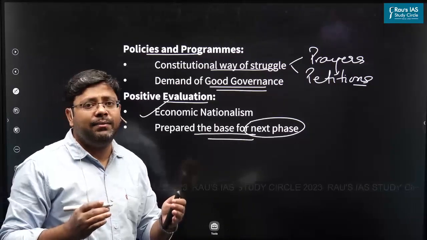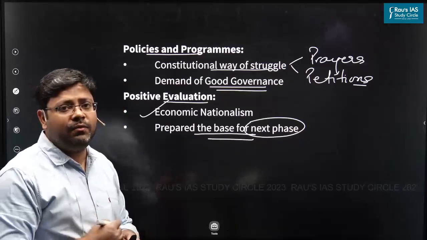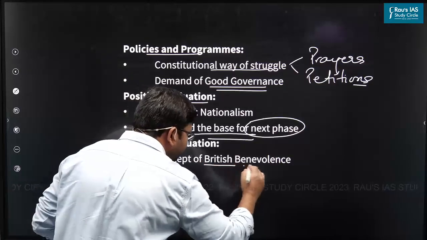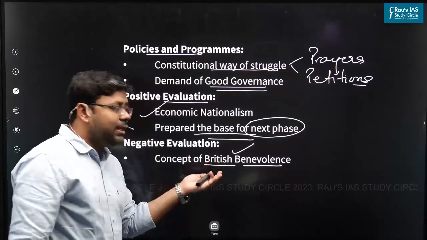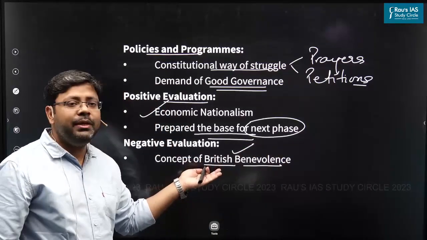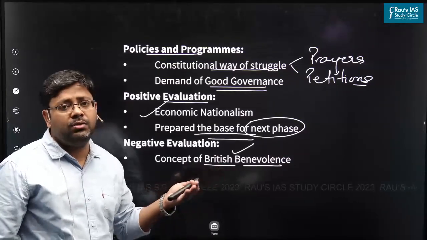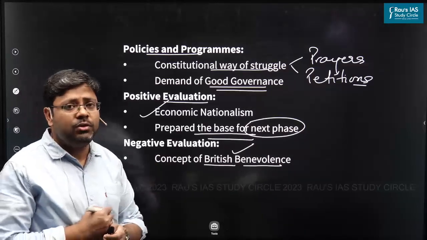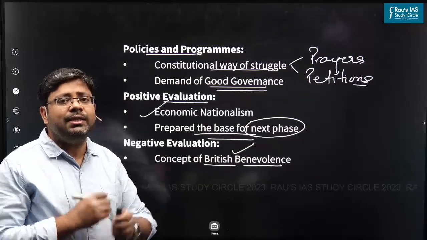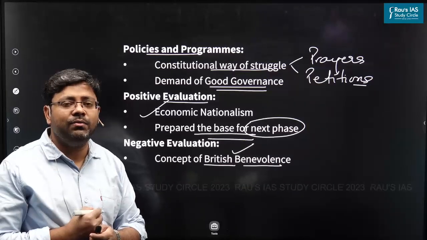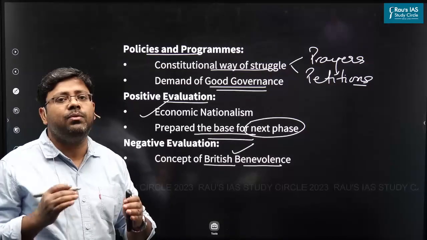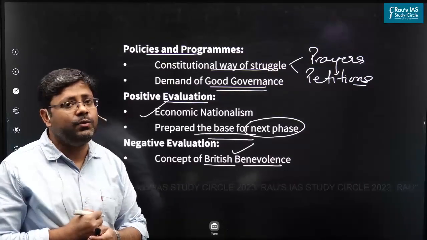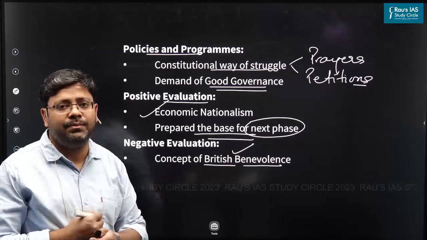But at the same time, there were limitations of their politics. For example, if you talk about moderate politics, they believed, or at least they showed, their faith in the benevolence of the British rule, or the goodness of the British rule. They believed that the British were good rulers. And basically, the problems were there because they were not well aware of the actual problems here in India. Certainly, this concept of British benevolence would not be acceptable to most of the people.